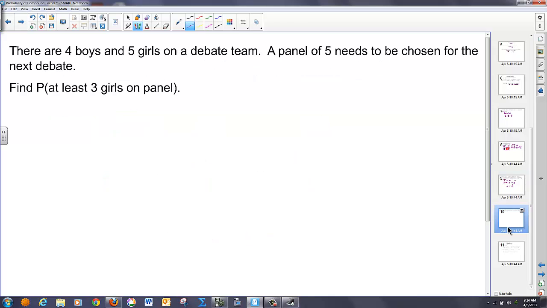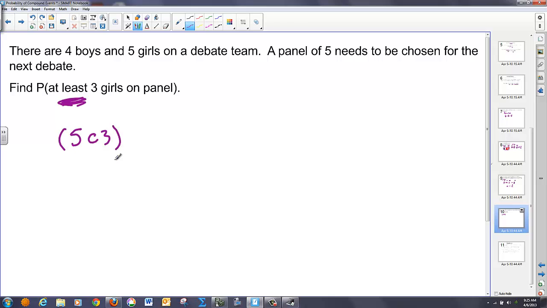Moving forward. Again, this is a problem we've kind of dealt with before, but we have a word in the problem that's going to change the way we calculate it. So we've got 4 boys, 5 girls on a team. We need a subcommittee or a panel of 5 needs to be chosen for the next debate, and we want to make sure we have at least 3 girls on the panel. All right. Now in this case, since we're talking about a subcommittee, this is like a grouping problem once again. So if I wanted to have exactly 3 girls on the panel and find that probability, I'd take from just the girls, which are 5 total, and I'd choose 3 of them.